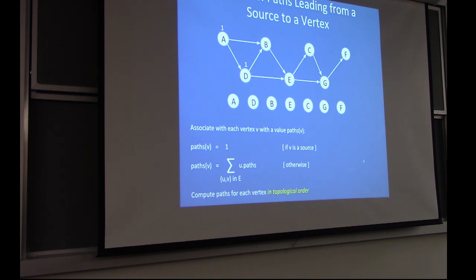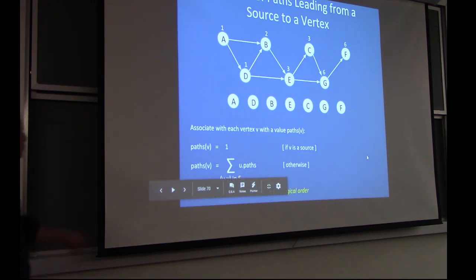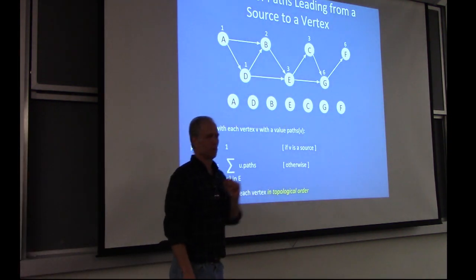What number do we put with B? 2. Right, we look back and there are two predecessors, we add the 1 and 1, we get 2. Is that the right value? Are there two ways to get to B? Yes. Yeah, either through D or directly from A. Okay, and then for E, we just add up the 2 and the 1, we get a 3. C, it's just the 3. G is the 3 plus the 3, that's 6. F is 6. You just go do the topological sort, zip right through.